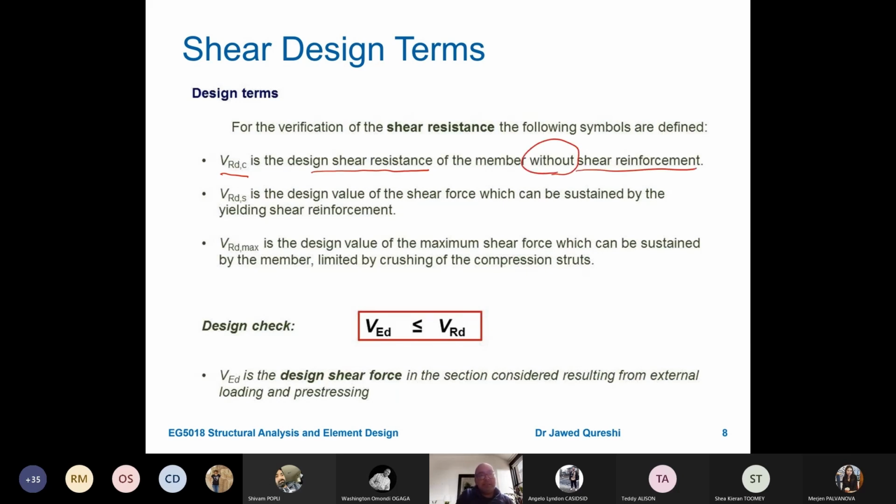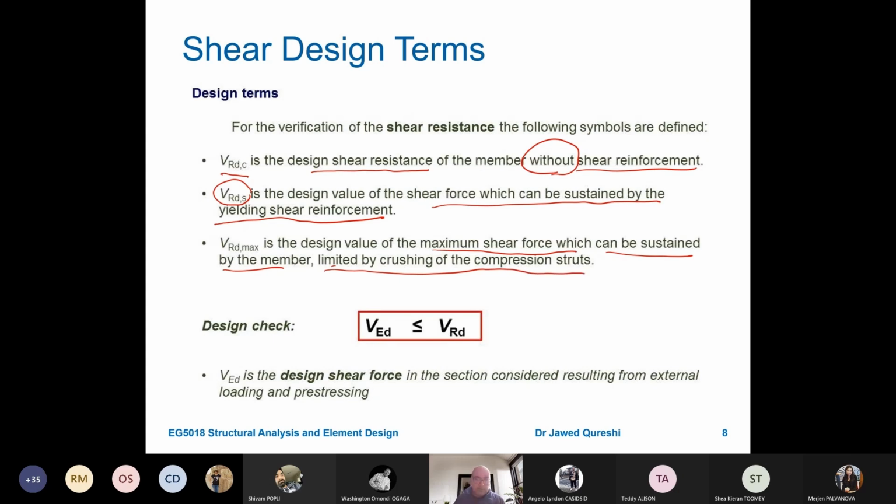And VRDS is the design value of shear force that can be sustained by the yielding of shear reinforcement. All right, so this is shear force sustained by shear reinforcement. And VRD max is the design value of maximum shear force that can be sustained by the member. This is limited by crushing of the compression struts.